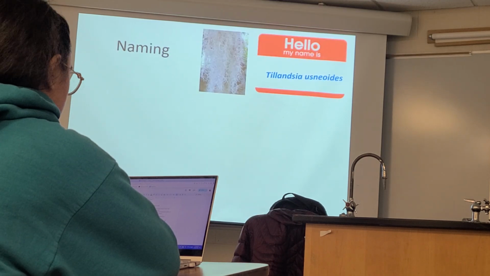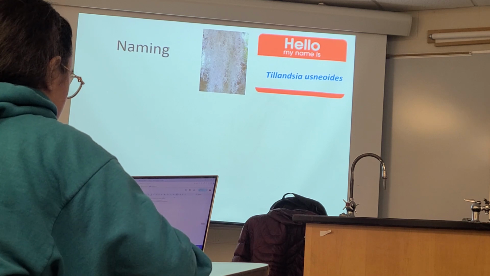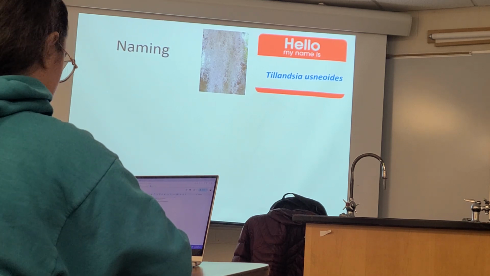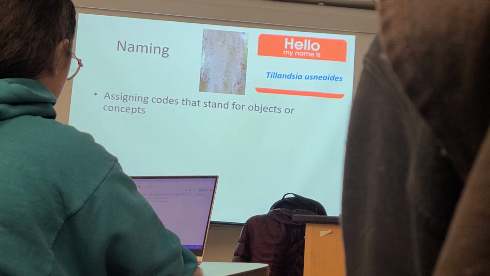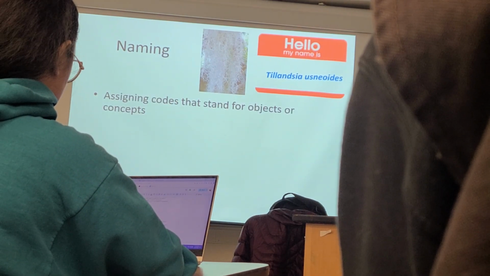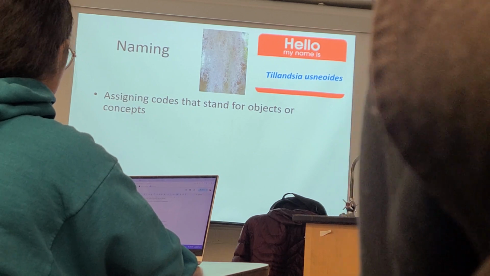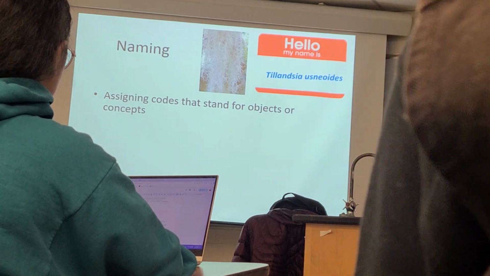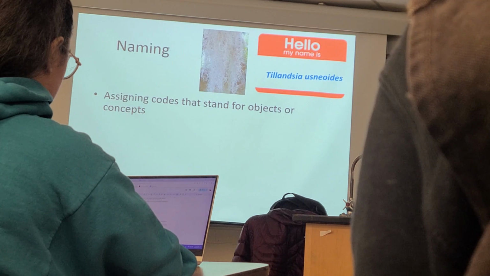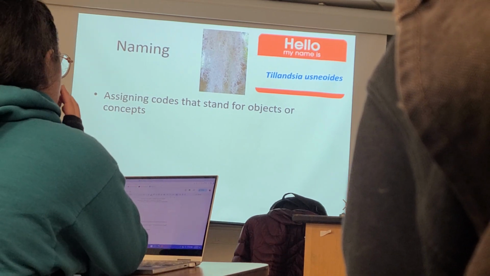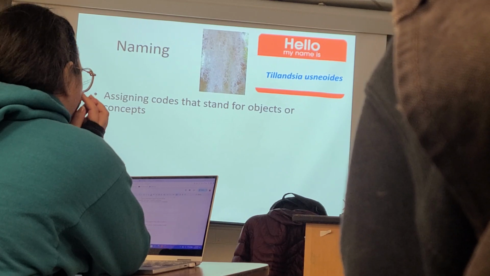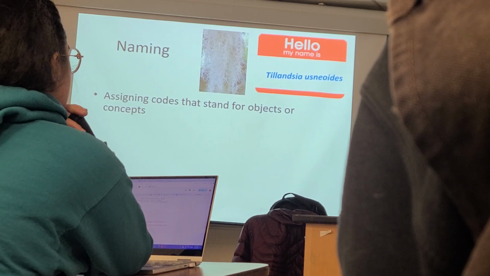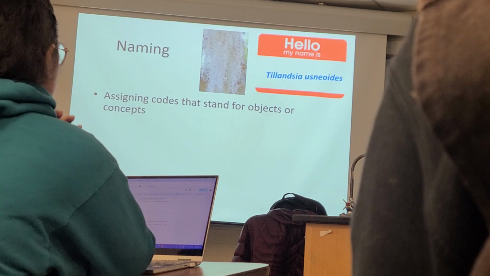All right. Our next step in taxonomy is to name things. We're naming organisms. That means we're going to assign a code, a name, that stands for an object or a concept, in this case an organism. And what is the name that goes with that organism? Again, this could be a species name, genus name, family name, kingdom name, or domain; all of those apply here. We'll get into that in just a little bit when we get into classification.